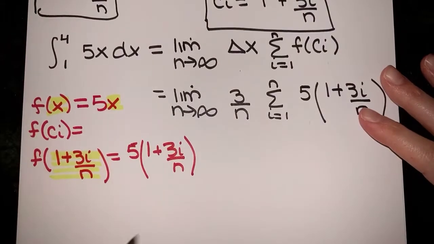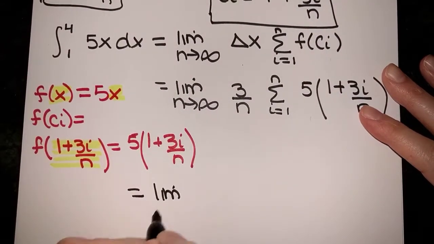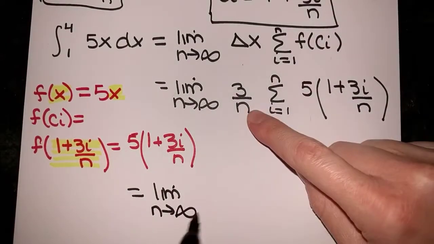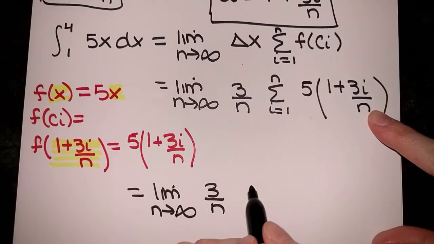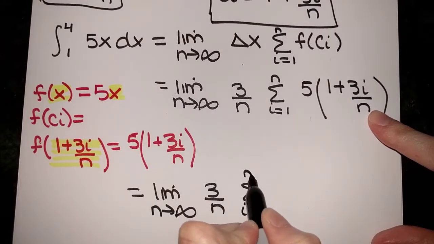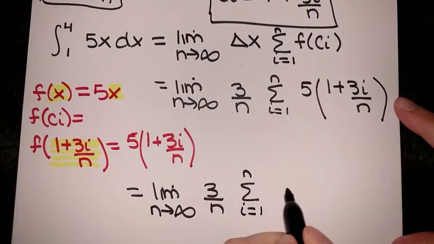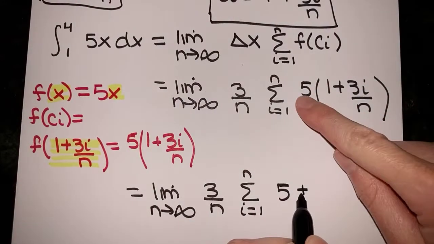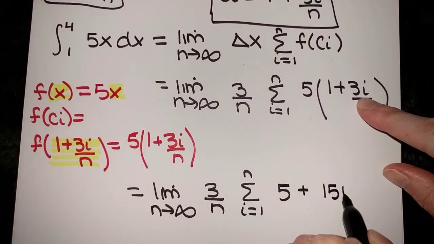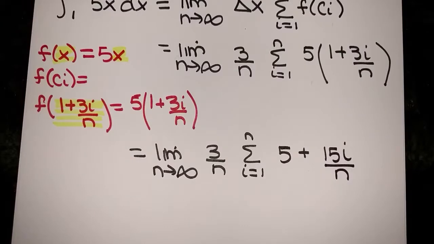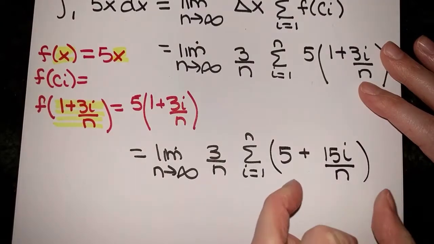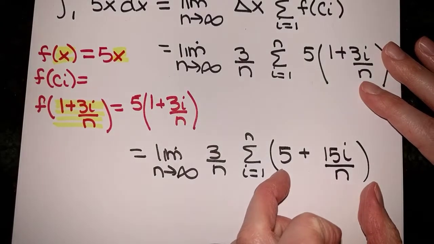So we are going to have the limit as n goes to infinity. This 3 over n has to stay to the right of this limit notation. Inside of the summation, we have a 5 that can get distributed. So we'll say 5 plus the 5 times 3 gives us 15i over n. All right, now you can, if you want to, put a parentheses here just to really emphasize all of that as our summation.